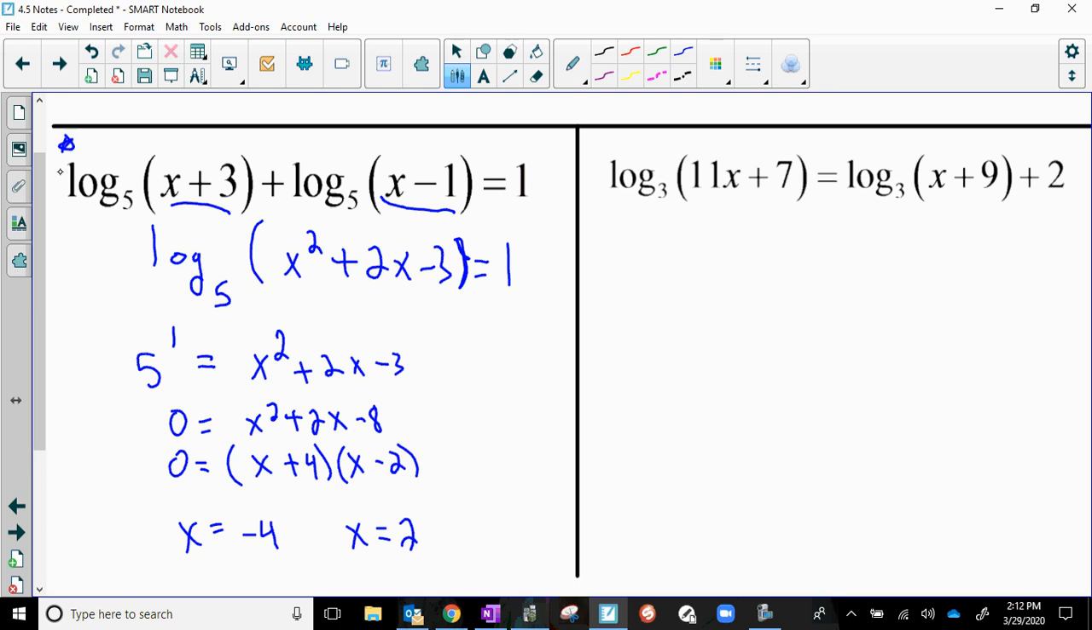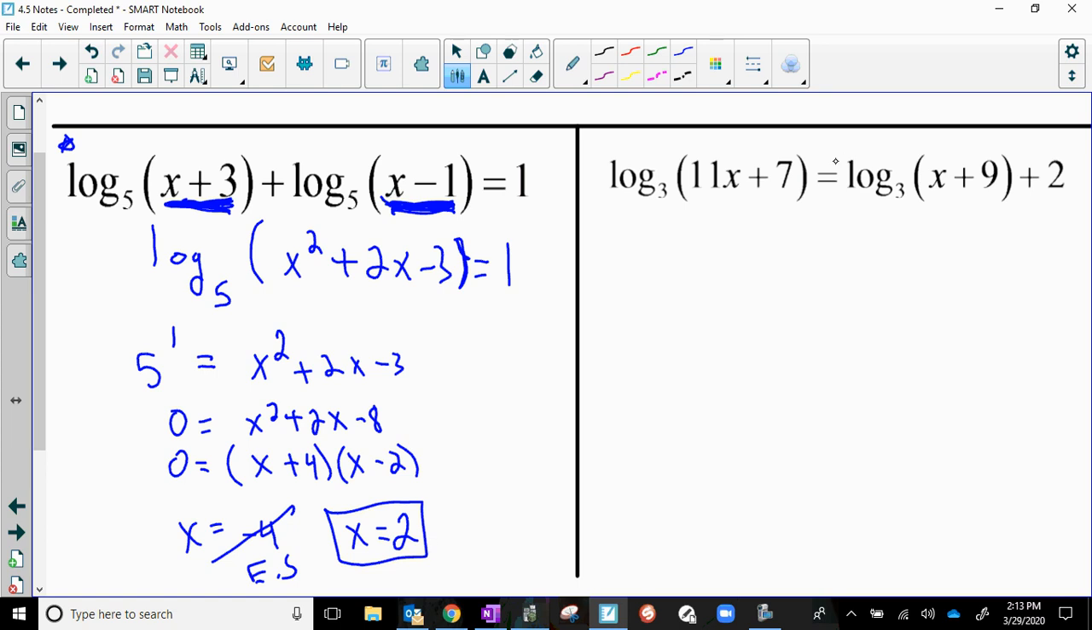But note, we started with a log. So what should we always do when we start with a log? Check for extraneous solutions. So we just have to make sure the underlying piece is going to be positive. Well, if I plug in -4, that's going to be a negative. Okay, so that one's extraneous. And this right here has to be positive. When I plug in 2, it's positive. When I plug in 2 over here, it's positive. Both of them got to be positive. So 2 works.